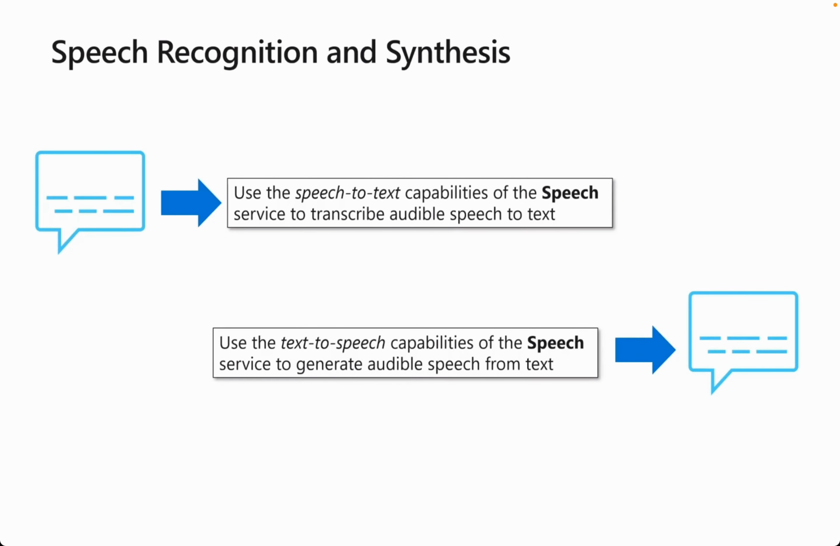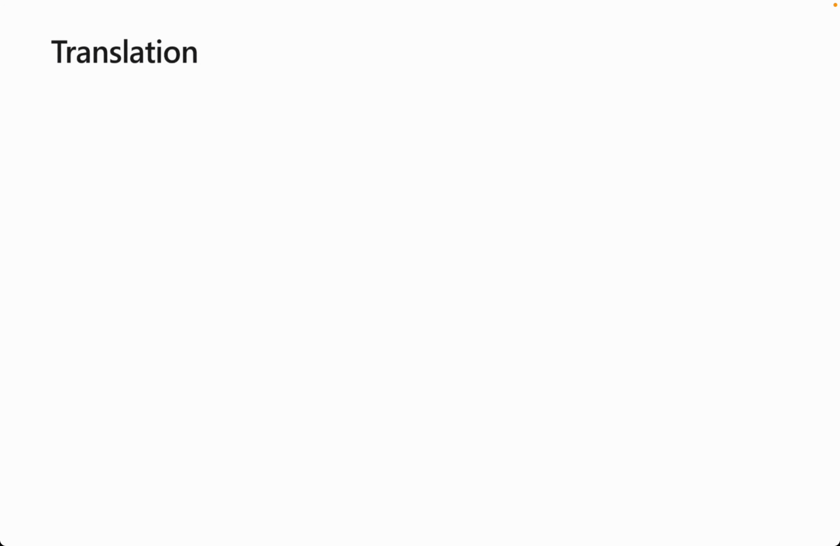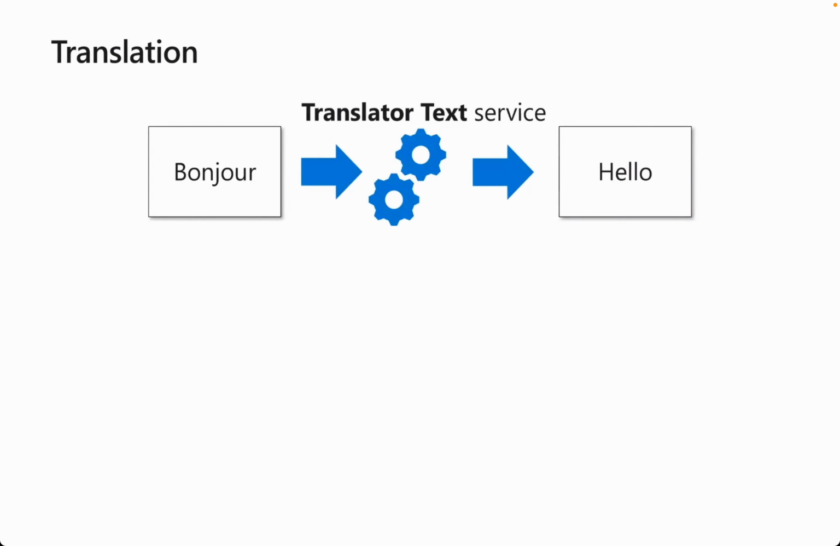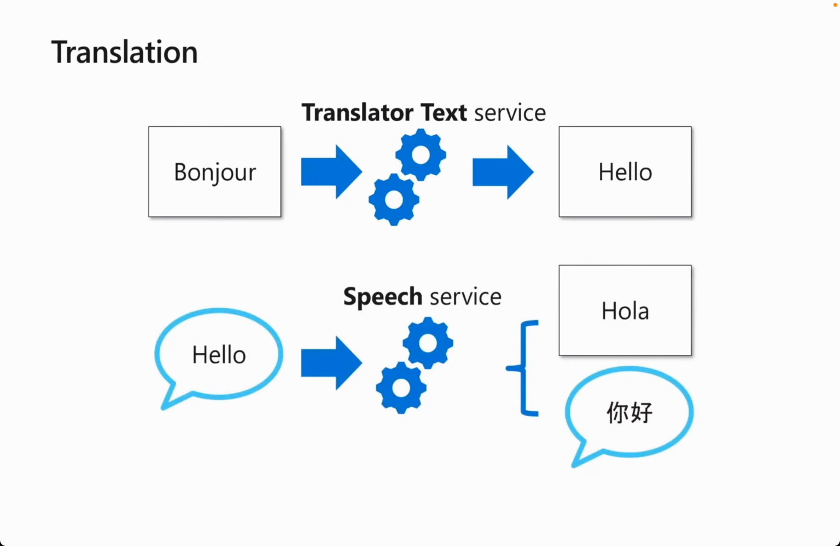Now, when we're talking about translation, the translator text service enables you to translate text between more than 60 languages. So bonjour to hello. And you can also translate audible speech by using the speech service. And then it has the ability to produce translated output in text or audio format. So you say hello and you get hola in return.